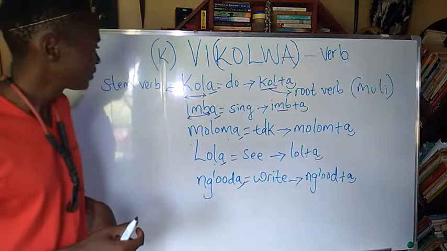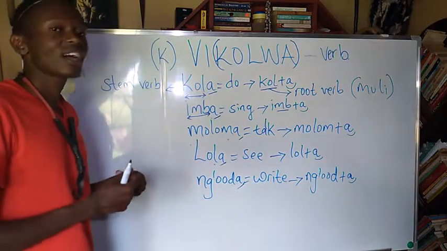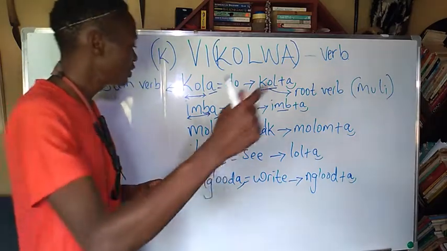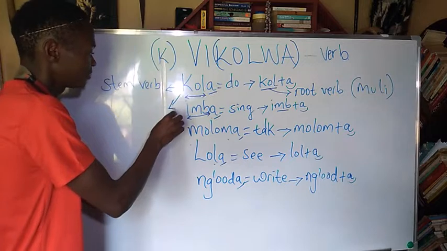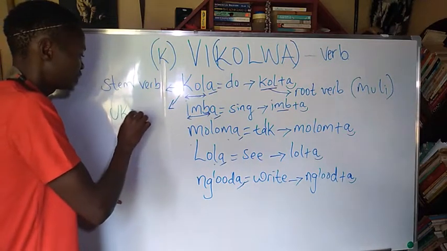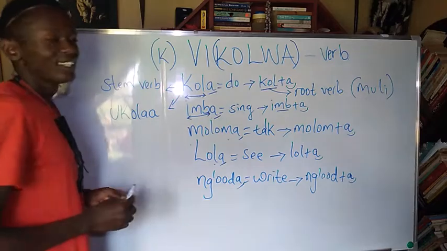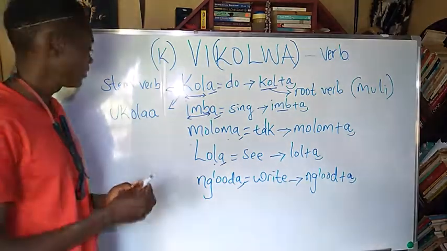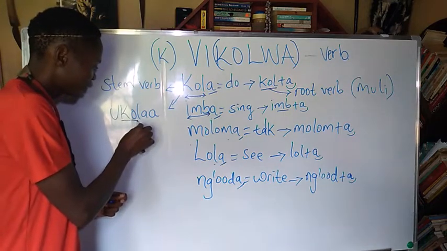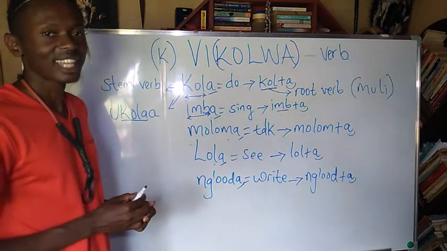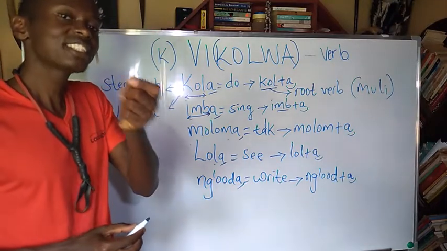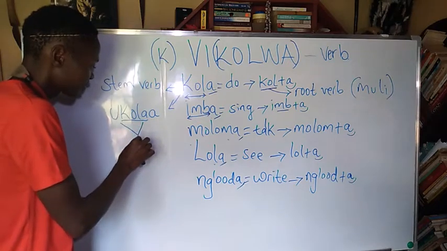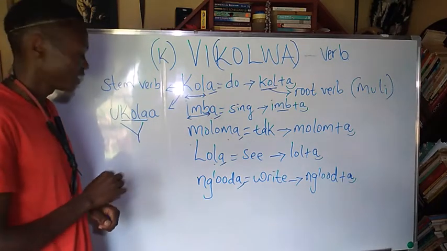For instance, for kora, if we wanted to say something that you are doing, we would say ukora. What or where is the verb in particular at this point? The stem verb. But where is the root verb? It is at this point. Root verb.